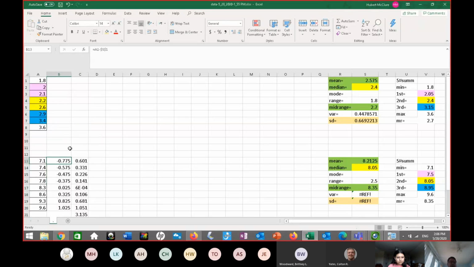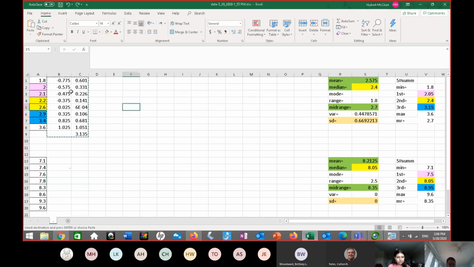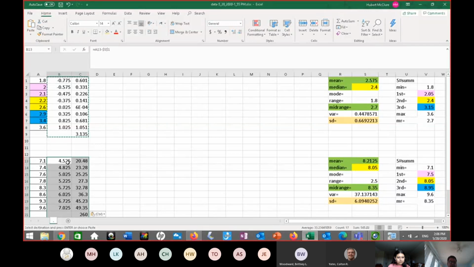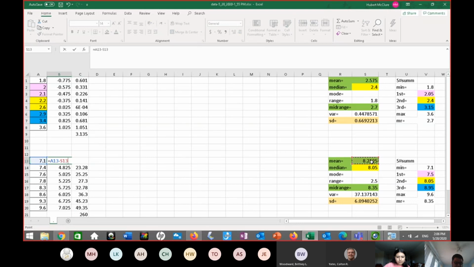So let's just go ahead and redo it. Oops, I screwed that up. Let's try that again. Control X or Control C. Control V. It might have done it correct, but let's go ahead and check it. Equals this number minus this number, function F4, enter. Yeah, they're different. And equals this number raised to the second power, and copy that down.